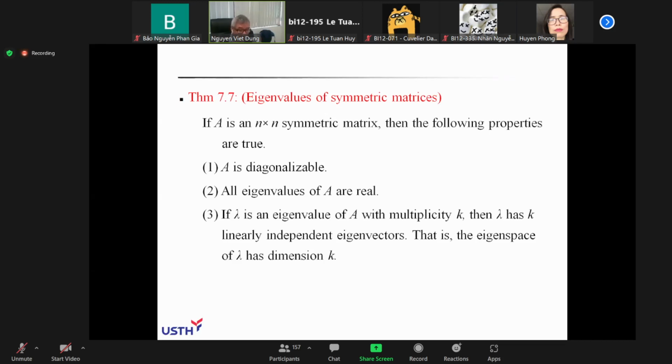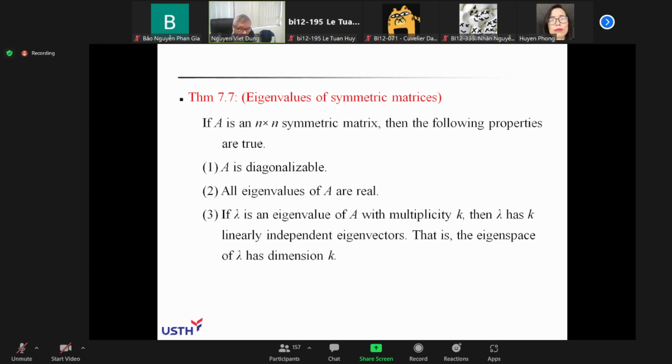The next property. Suppose that lambda is an eigenvalue of A with multiplicity k. It means that lambda is a solution with multiplicity k of the characteristic equation. Then in that case, the eigenspace of lambda will have dimension exactly k, or in other words, lambda has exactly k linearly independent eigenvectors.